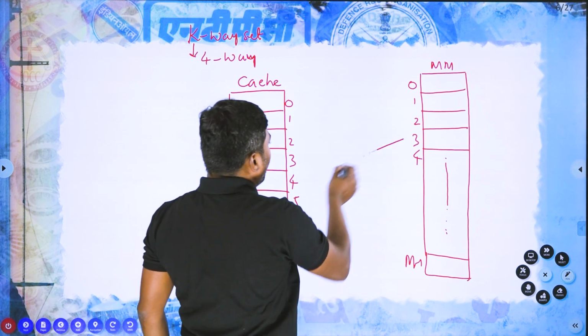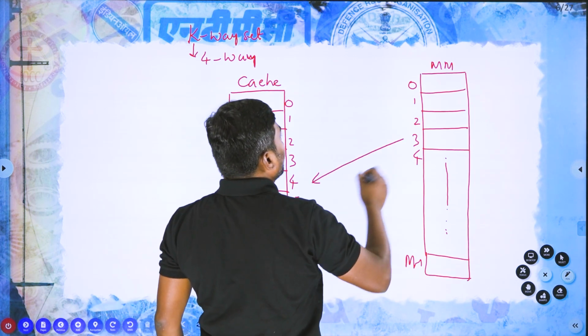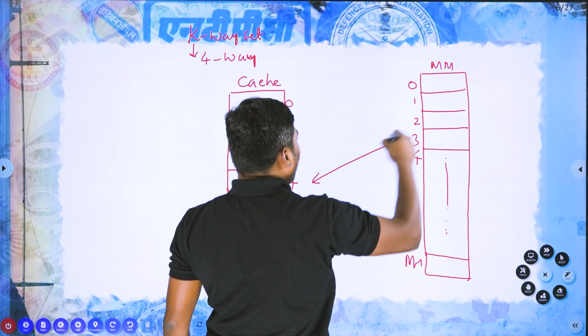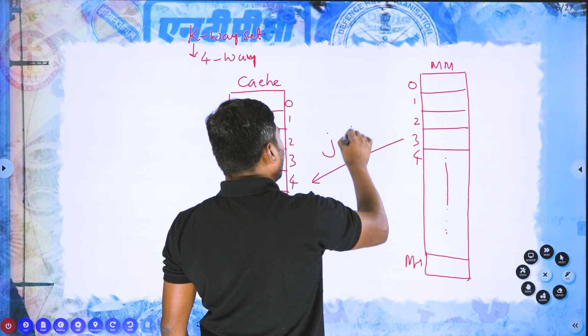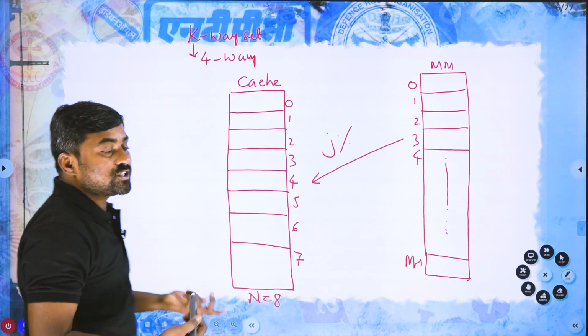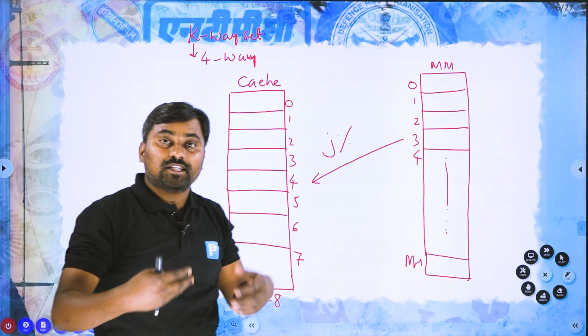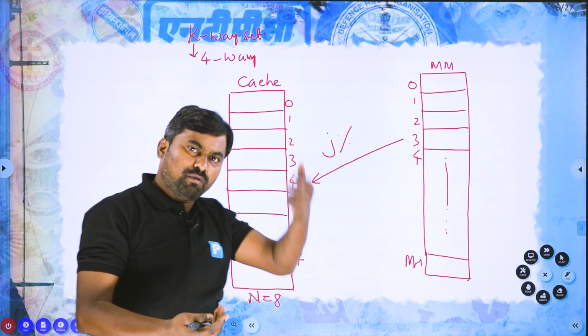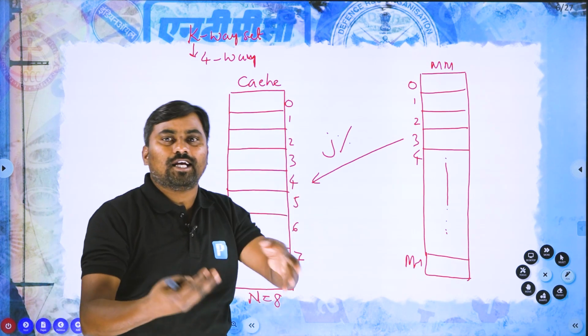So what is the mapping? Any block of main memory, suppose I take the jth block, you have to map it to a set. So 4-way set association means what? In each set there must be 4 cache blocks. In the question, k lines, k cache blocks are there.